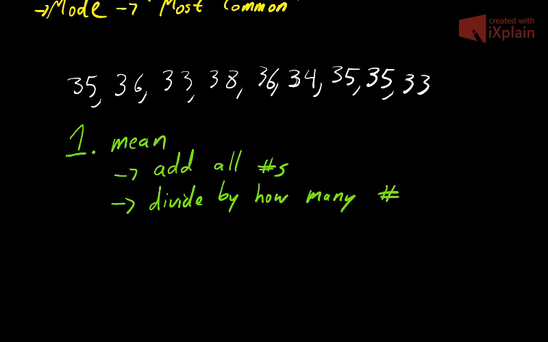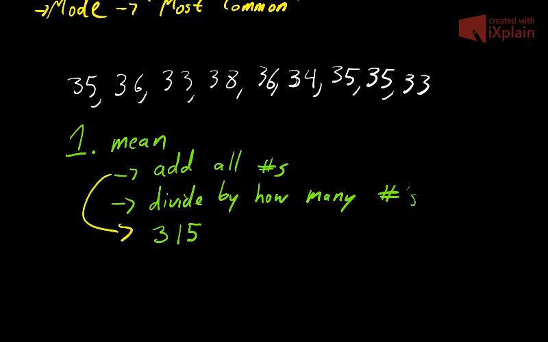So we'll start by adding all of these up. We have 35, 36, 33, 38, 36, 34, 35, 35, and 33. That is a lot of numbers. I'll be honest, I cheated with this one, pulled out my magic box, and ended up getting that this is 315. So that's what we get when we add all the numbers. I added all the numbers and got 315.